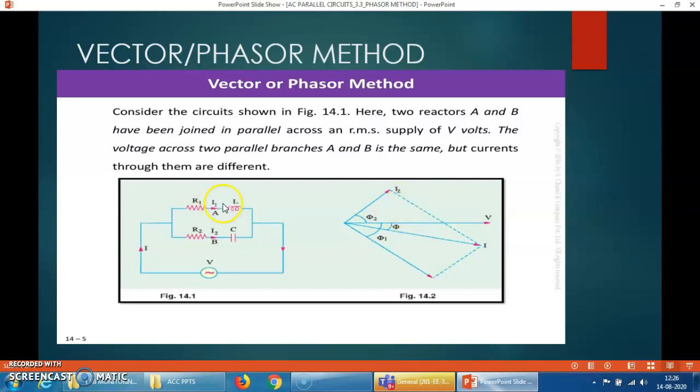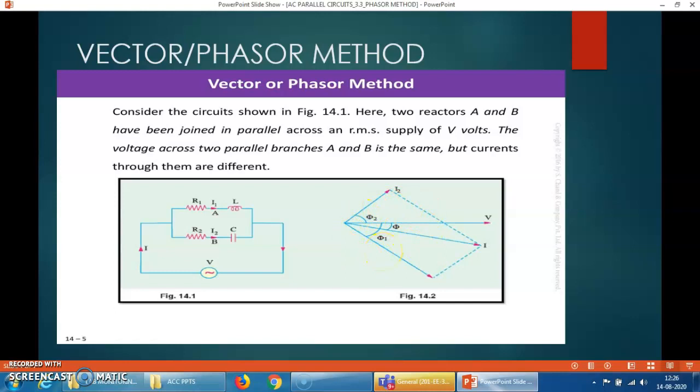And I1 is the current flowing through the RL branch. If an inductor is there, current is lagging, so current I1 is shown in the fourth quadrant. Now draw the parallelogram and join the diagonal. You will get the final current I, which is the total current. The phase angle between the voltage and current gives the final power factor angle, phi. So this way you can draw the phasor diagram.